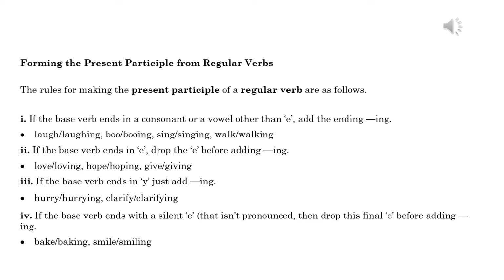Forming the present participle from regular verbs. The rules for making the present participle of a regular verb are as follows. 1. If the base verb ends in a consonant or a vowel other than E, add the ending ing. Laugh, laughing, boo, booing, sing, singing, walk, walking.